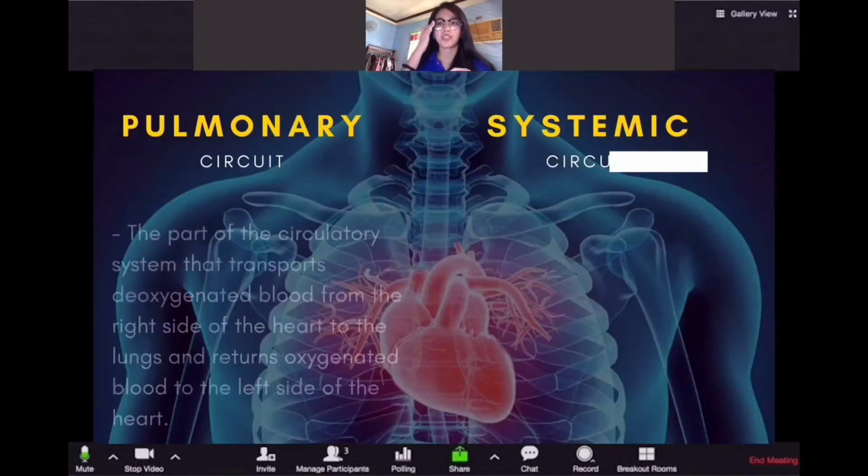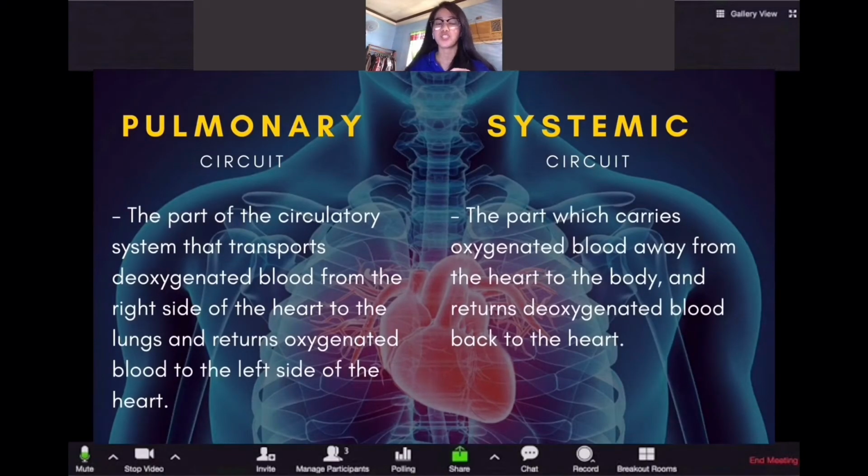The pulmonary circuit is the part of the circulatory system that transports deoxygenated blood from the right side of the heart to the lungs and returns oxygenated blood to the left side of the heart. Now, the pulmonary circuit moves blood between the heart and the lungs. It transports the blood to the lungs to absorb oxygen and release carbon dioxide. The oxygenated blood then flows back to the heart.